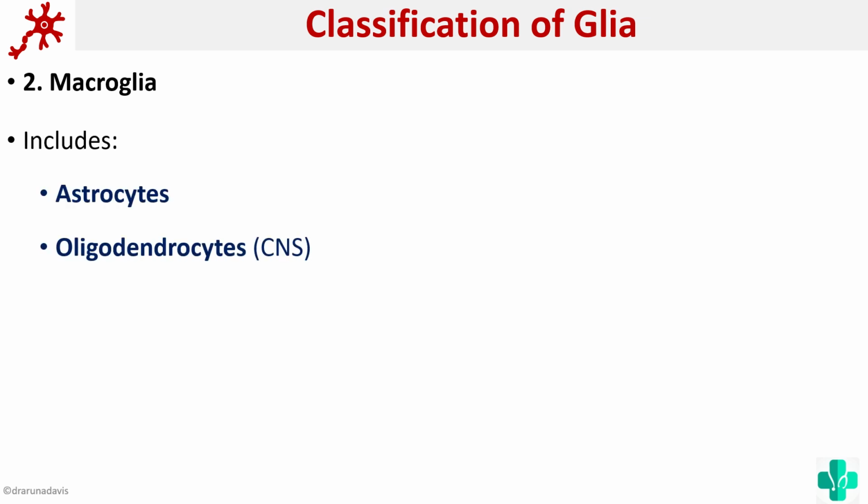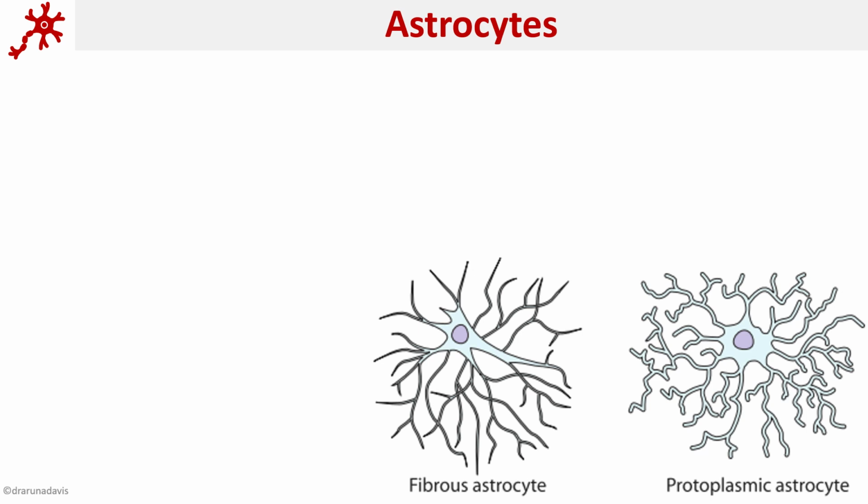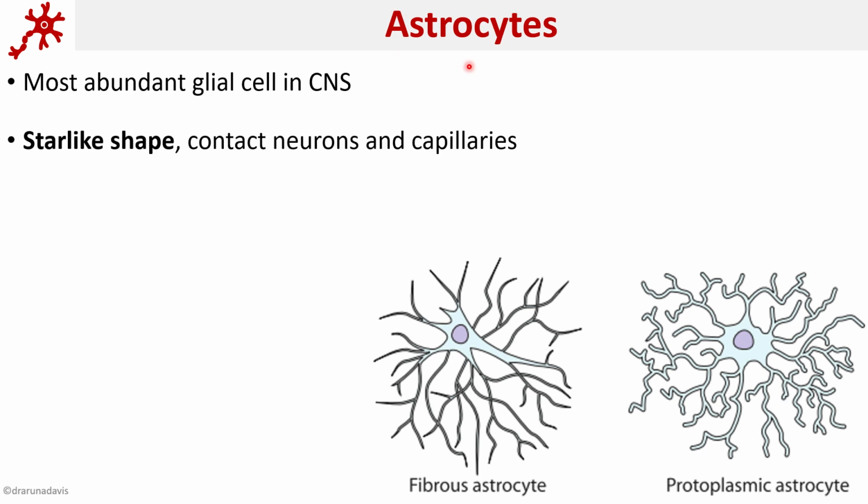Now we'll see about the macroglia cells. Obviously they are a bit bigger. They include the astrocytes, the oligodendrocytes, the Schwann cells, as well as the ependymal cells. Now we'll see about each one by one. First and the most important one is the astrocytes, because it's the most abundant glial cell. You know the term astro means star, so it's star-like in shape, and they connect the neurons and the capillaries. It's of two types.